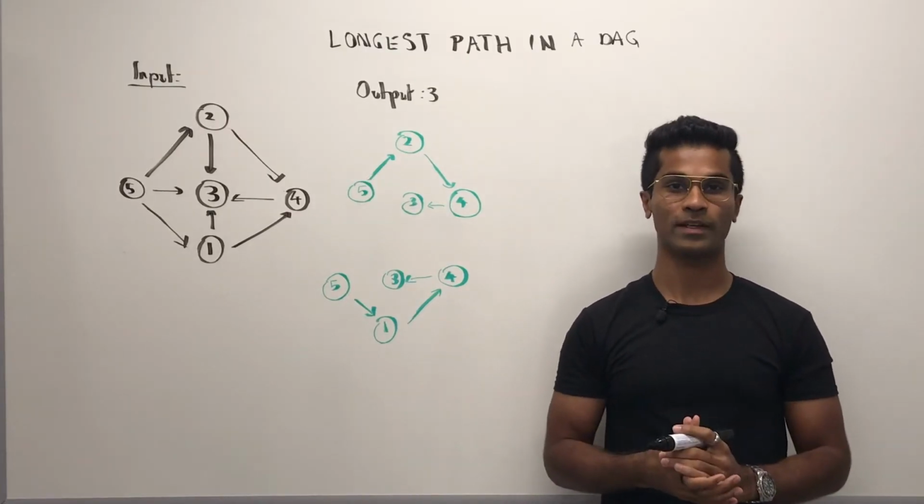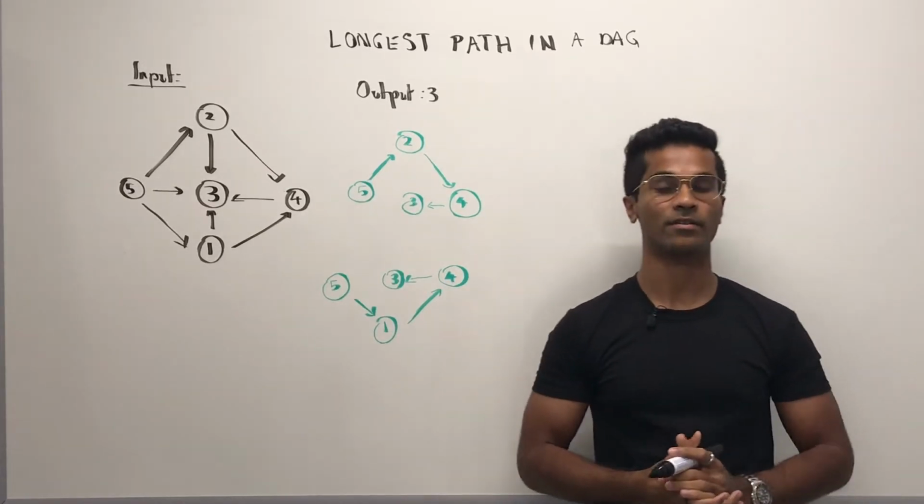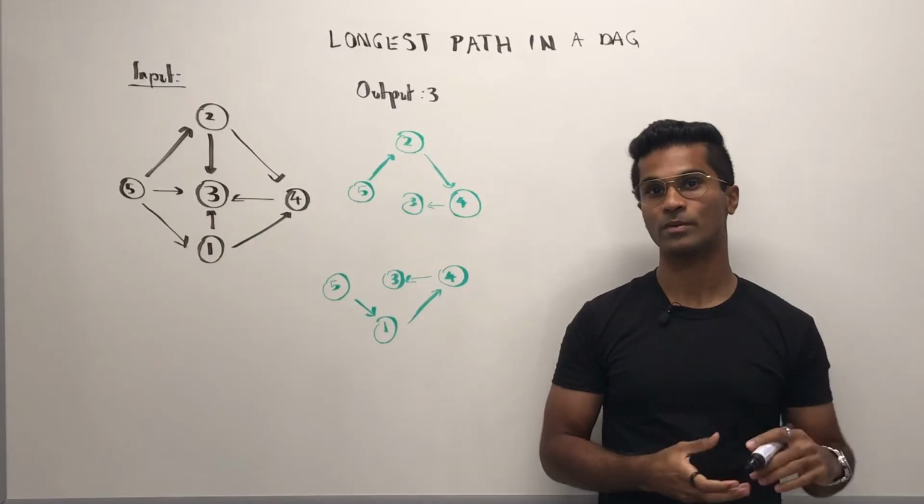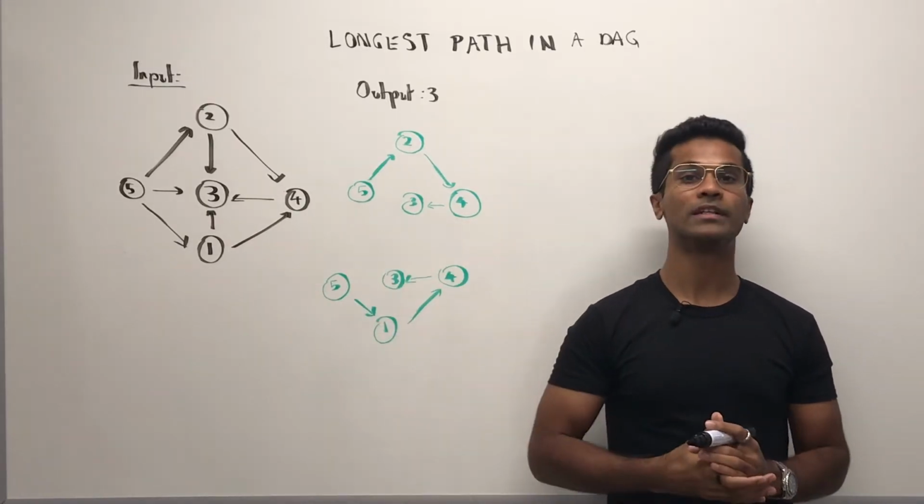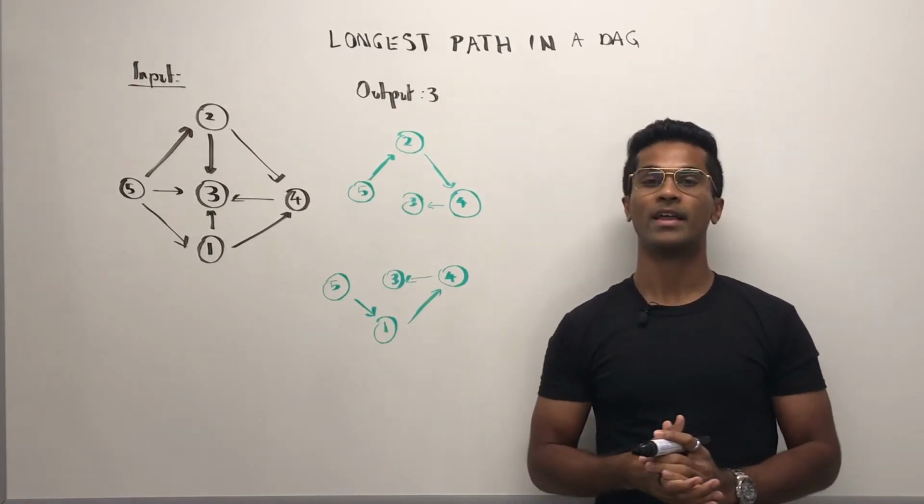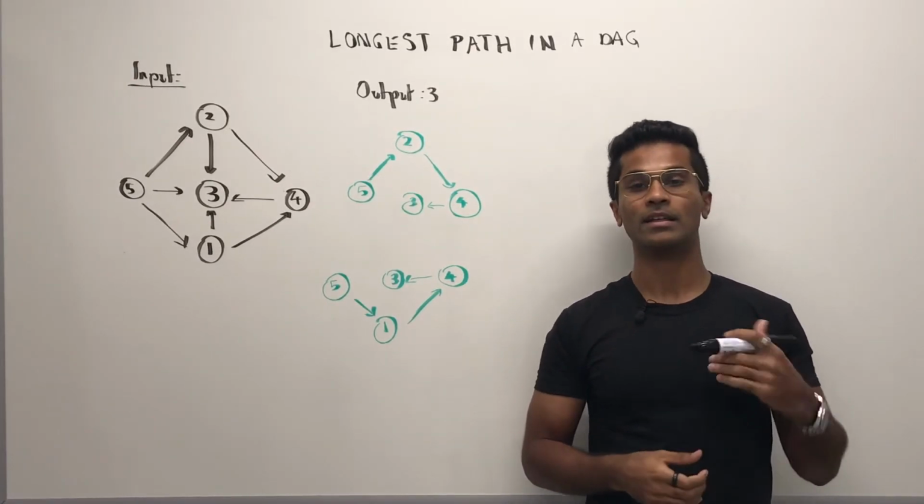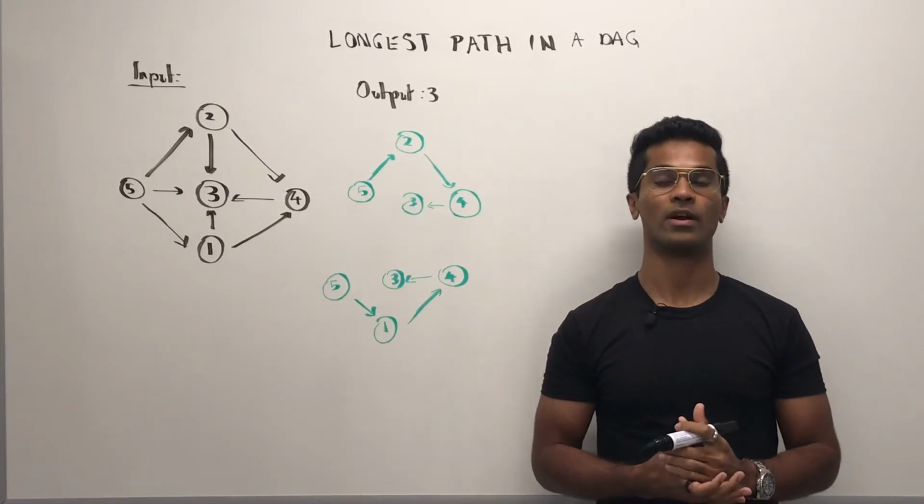What's up, everyone? Today we're going to go over longest path in a directed acyclic graph. Now the input is going to be a DAG and the output needs to be an integer, in this case 3, and this represents the longest path in our DAG. Let's go over the basics of graph theory.